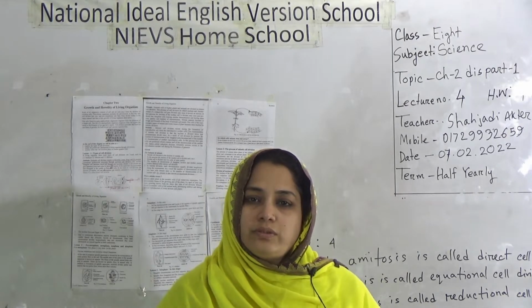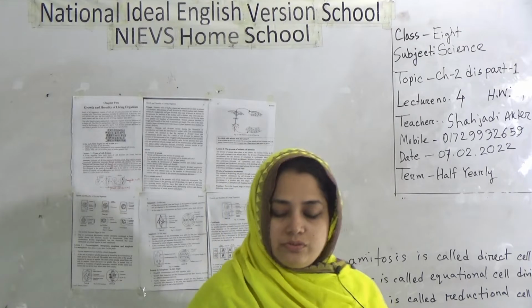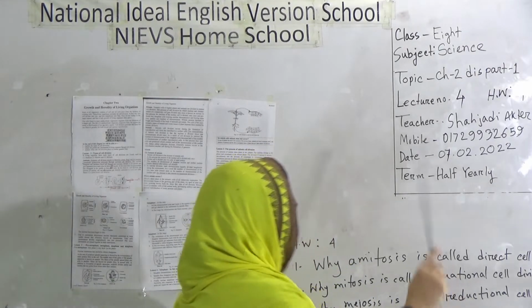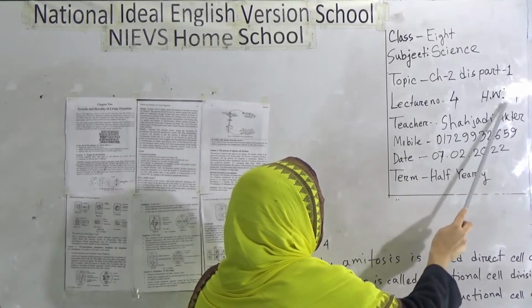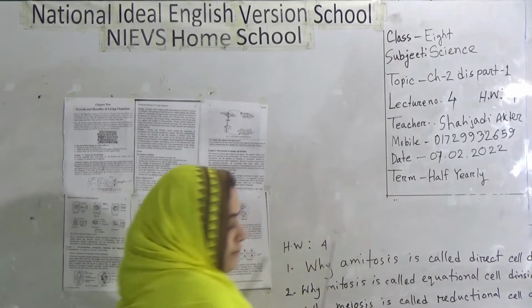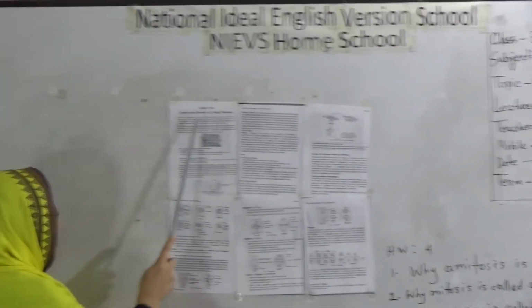Today I am going to take a science class for class 8 students. My dear students, our today's topic, Chapter 2 discussion, Part 1. Today's lecture number 4 and SW number also 4. My dear students, let's start our class. This is Chapter 2, Growth and Heredity of Living Organism.